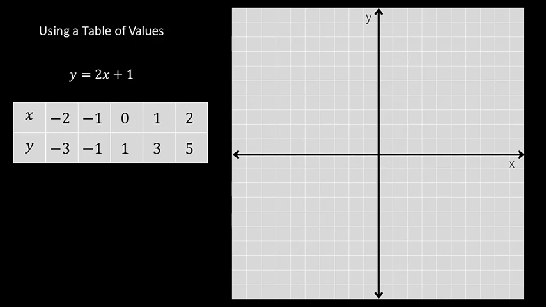Now what I want to do is try and plot this function on the Cartesian plane. How do I do that? I'm going to follow the coordinates. So when x is negative 2, which is here, y is negative 3. So I'm going to go down to that point and put a dot. Negative 2, negative 3. And I'll continue that process. Negative 1, 0, 1, 1, 3, and 2, 5.